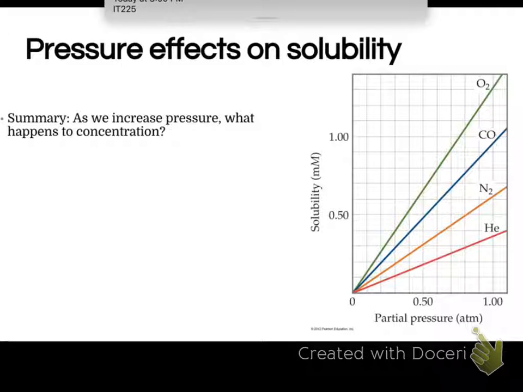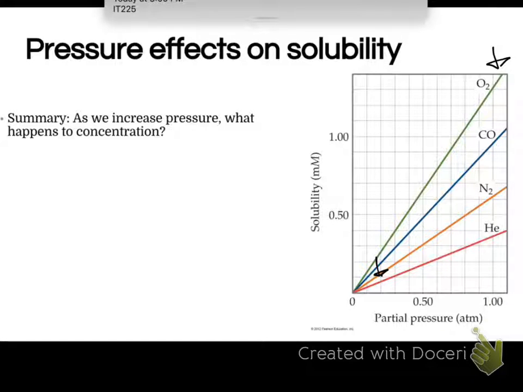Different gases mix with water to different degrees. This graph here is showing us that the red line, helium, has the lowest solubility. It's the lowest down on the curve here of all of these choices. So that means that it dissolves in water, but not as well as oxygen does.